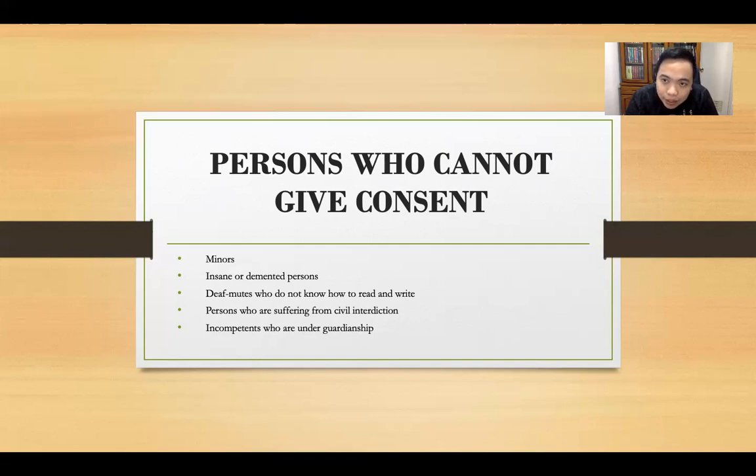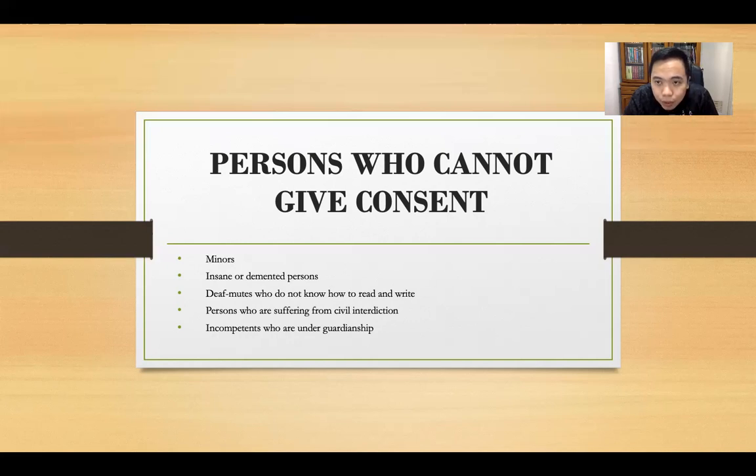Class, a civil interdiction is an accessory penalty imposed on a person or the accused if the imprisonment consists of more than 6 years. Those are the people facing criminal cases, class. When they are convicted and the penalty of imprisonment consists of more than 6 years, which means 6 years and 1 day or above, then there is an accessory penalty of civil interdiction. This means he cannot dispose of all his property.